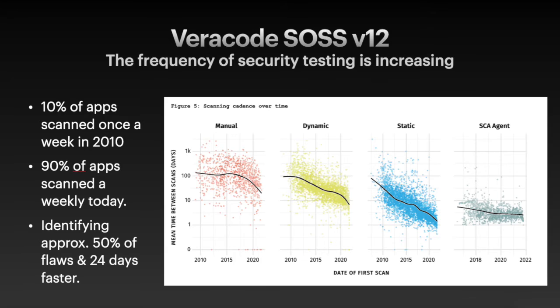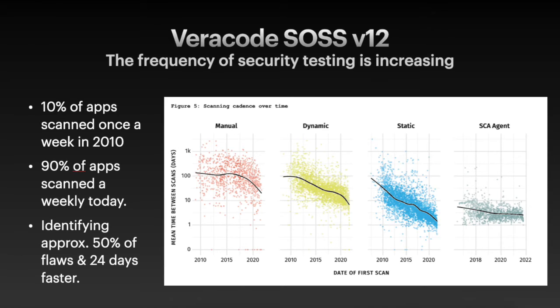VeraCode in State of Software Security version 12 shows that a lot of development teams have moved to agile methodologies and automated testing during development. They also explored how developers are approaching applications and how this has changed over the last number of years. They found that security scanning today is increasing and is becoming more part of the software's lifecycle. In the report, it shows that 90% of applications are now scanned more than once a week. Some are being scanned 3 times a week, compared to 2010, which is about 10% being scanned weekly. This is a huge jump in the frequency of scanning.